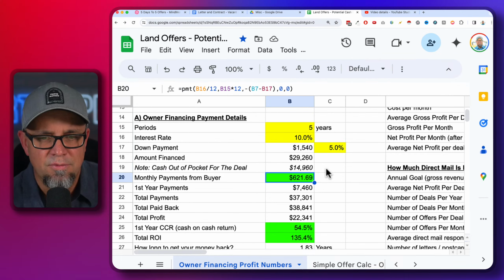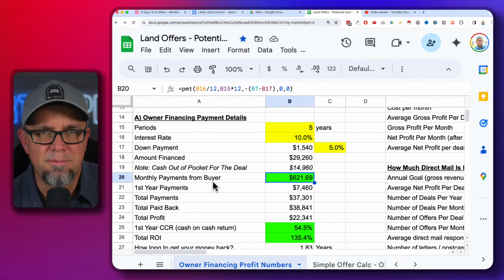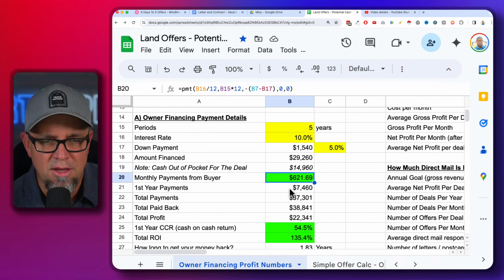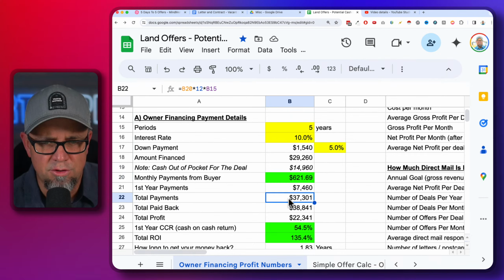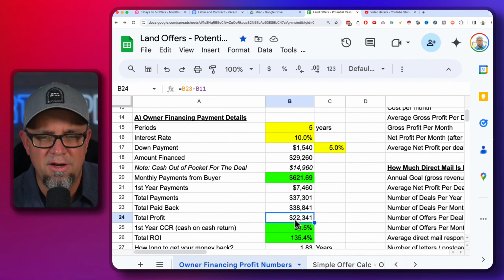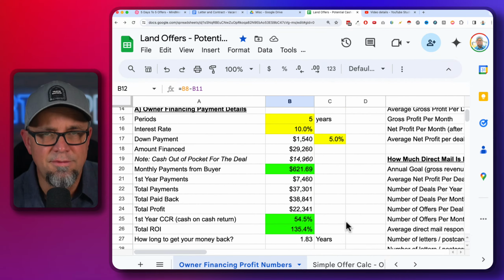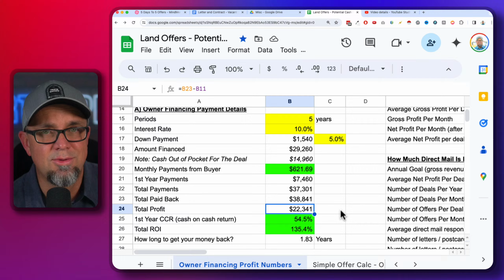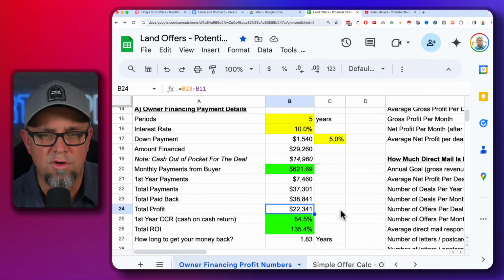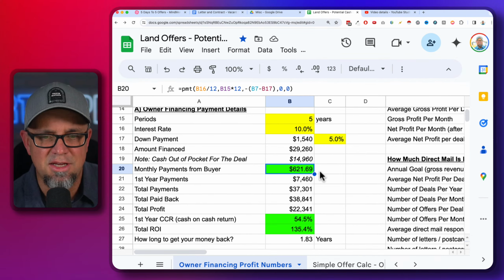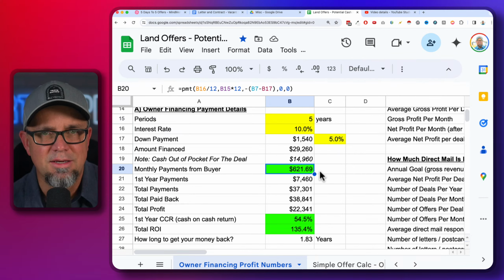Now look at this. Your monthly payments from that buyer are going to be $621. $621 monthly cash from that. So in the first year, you're going to be at $7,500 total payments, total paid back. Total profit on that deal, $22,341. Now, you can make $8,700 if you sell it now, or you can make $22,000 if you sell it over time with payments. And you get $621 in cash flow if you own it free and clear.